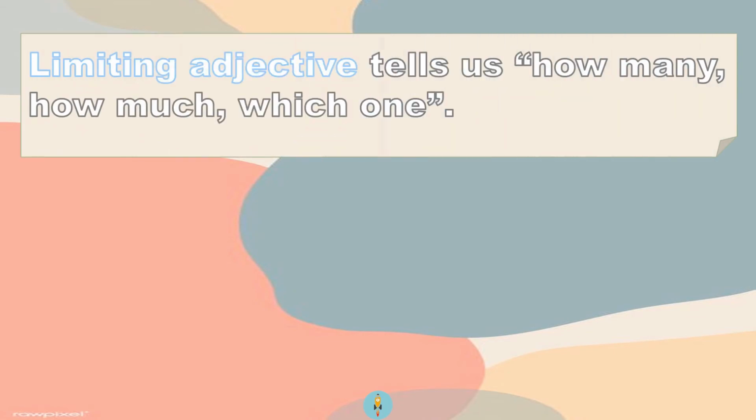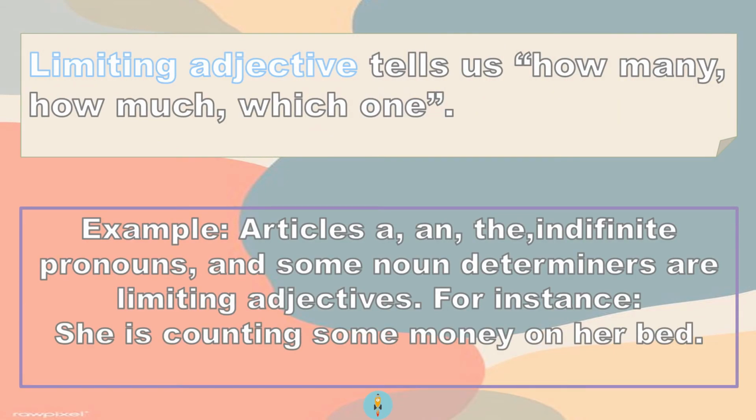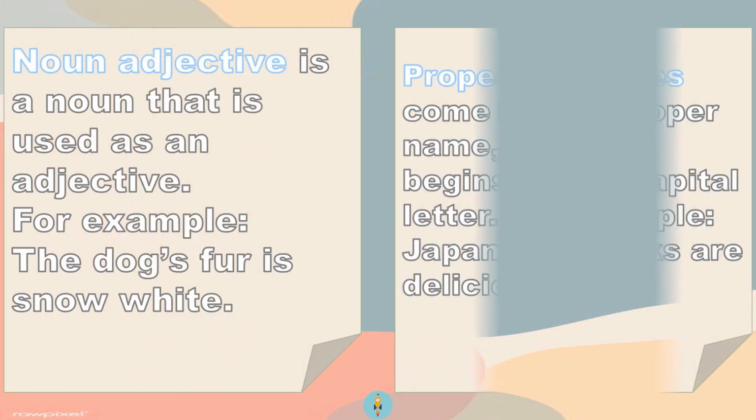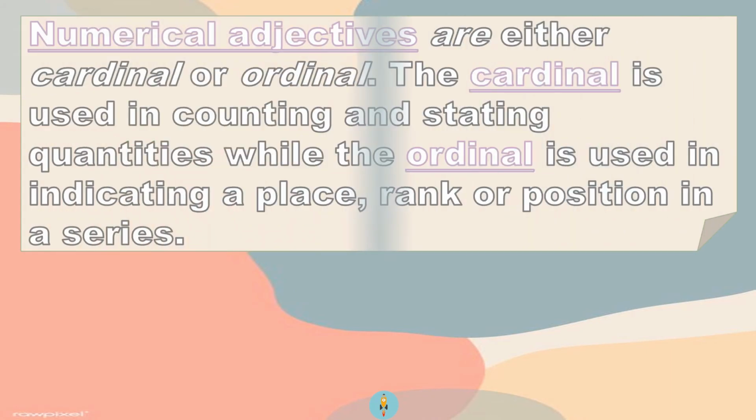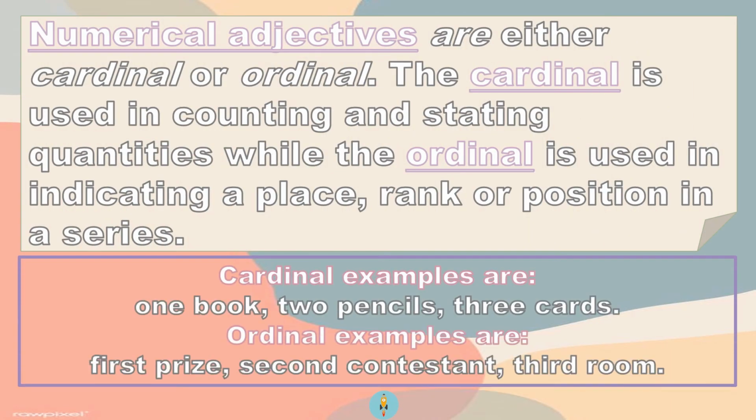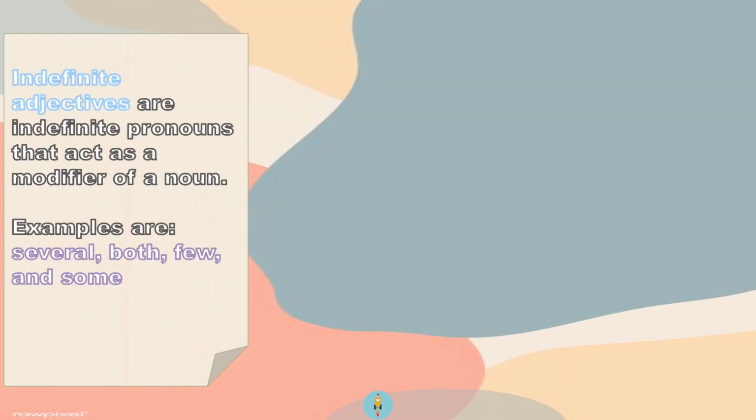Limiting adjectives tell us how many, how much, and which one. Noun adjectives are nouns that are used as an adjective. Proper adjectives come from a proper name, hence it begins with a capital letter. Numerical adjectives are either cardinal or ordinal. The cardinal is used in counting and stating quantities, while the ordinal is used in indicating a place, rank, or position in a series. Indefinite adjectives are indefinite pronouns that act as a modifier of a noun.